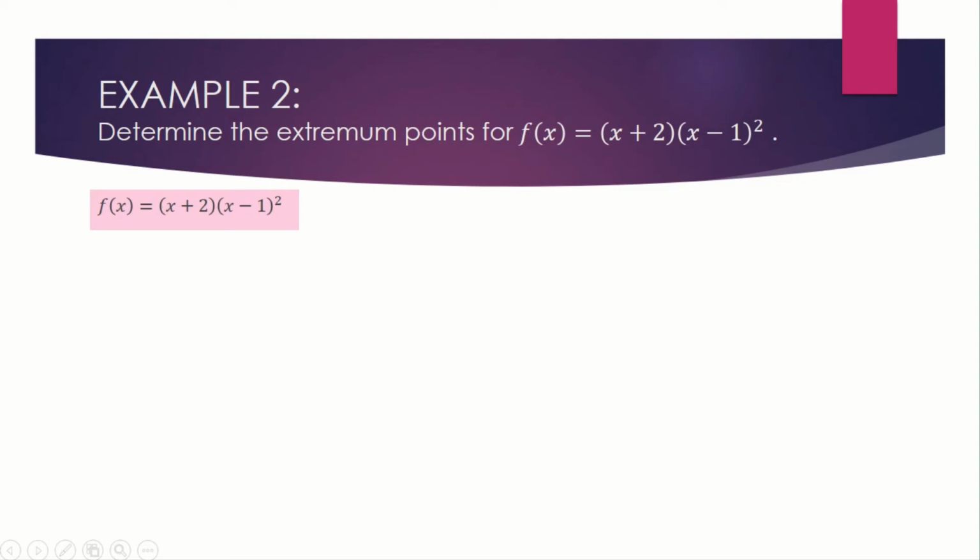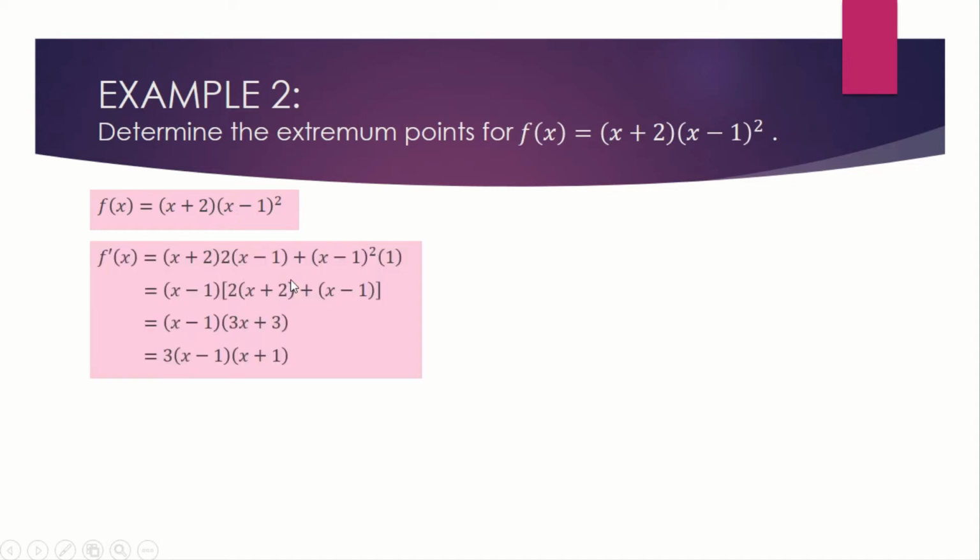Now we look at example 2. Determine the maximum points for f(x) = (x + 2)(x - 1)². So this f(x) is actually a continuation of the example in part 1, analysis of function. When we have f(x) = (x + 1)(x - 1)², by using the product rule, we get f'(x) as 3(x - 1)(x + 1).